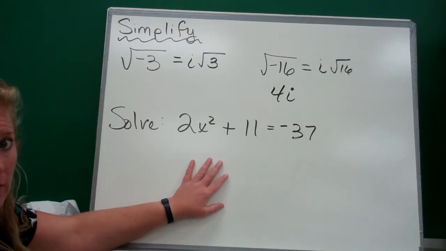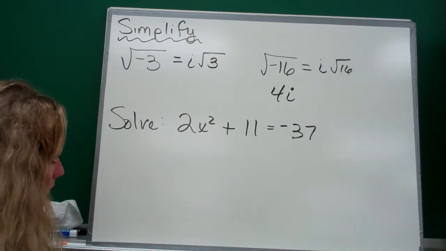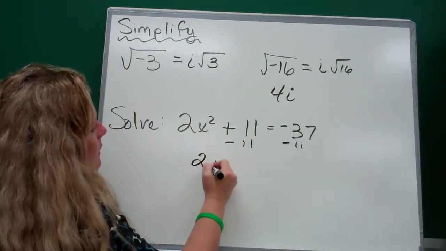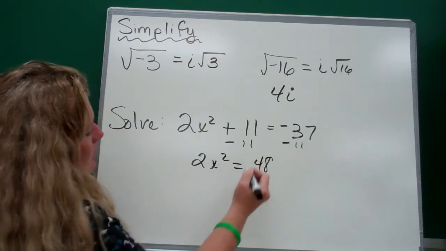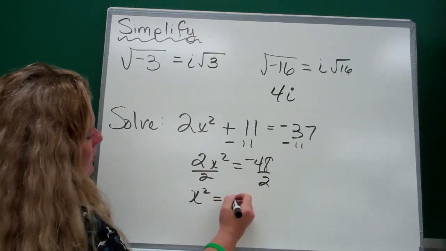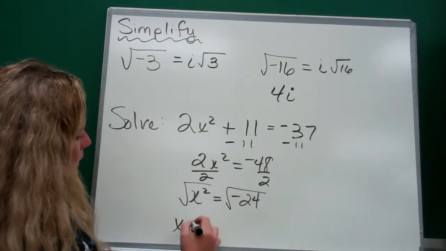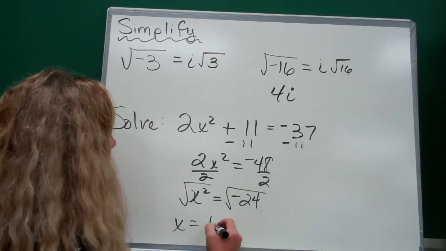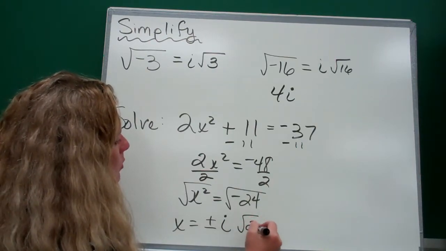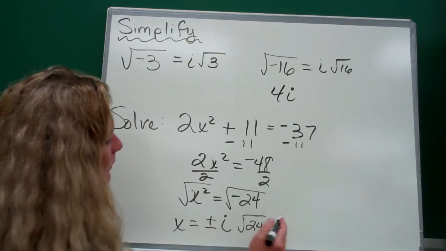Solving. If we're solving by finding square roots, we need to get the x squared by itself. In order to do that, we subtract 11. Okay, so 2x squared equals -48. Divide by 2. x squared equals -24. Take the square root. Okay, so x equals, now we're solving, so we still have the plus or minus. The negative is going to come out, that's going to be i times the square root of 24. Now 24 has a perfect square factor, so we have to keep simplifying.